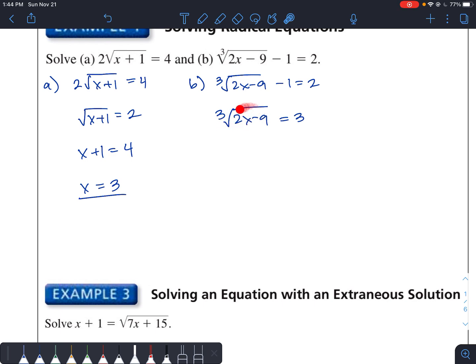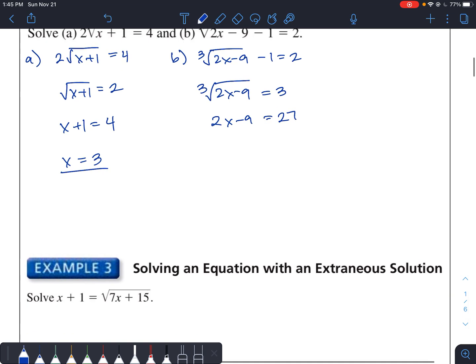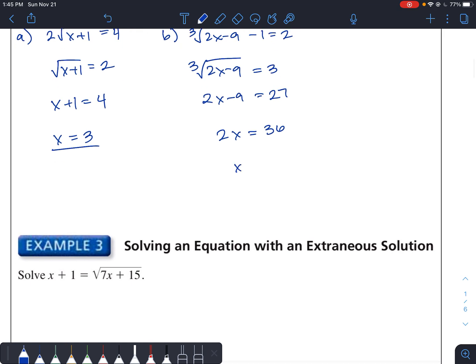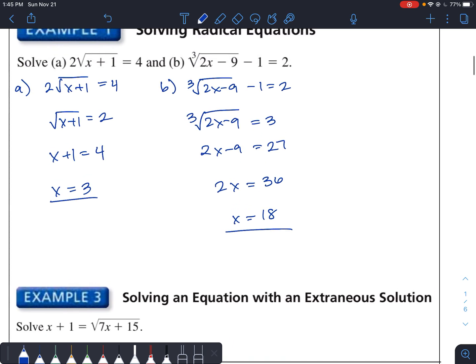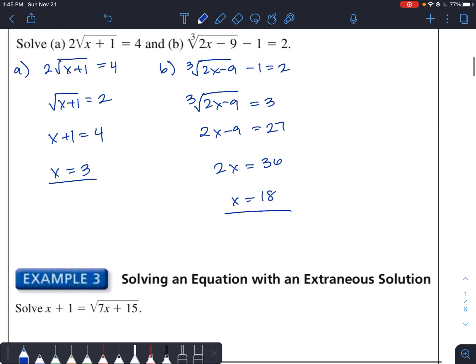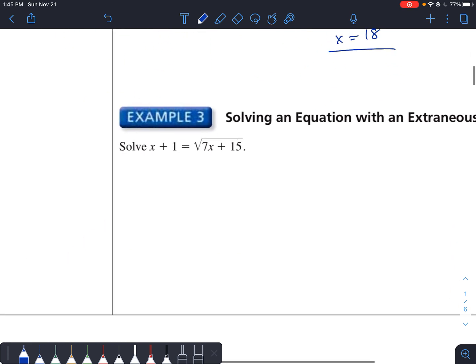Now that the radical expression is by itself, I'm going to cube both sides. That will give me 2x minus 9 equal to 3 cubed, which is 27. And now I solve for the x variable. So I can add 9, and that would give me 2x is equal to 36. Then divide by 2, and x will be equal to 18. There you go. So those are some of the simpler equations. So if you want to review that, go ahead and pause the video. I'm going to go on to this next part.